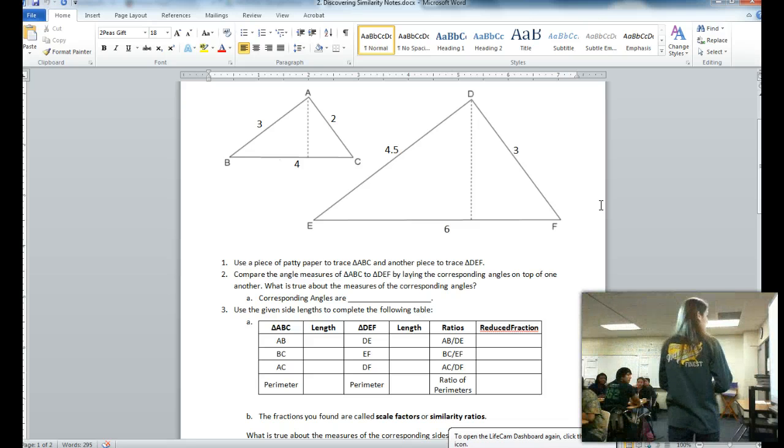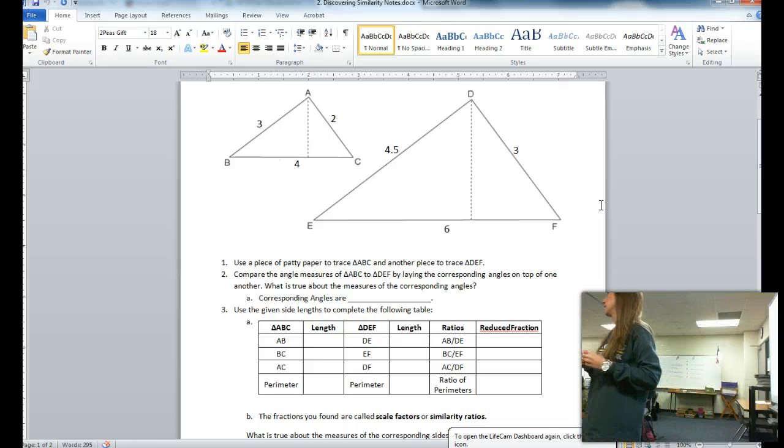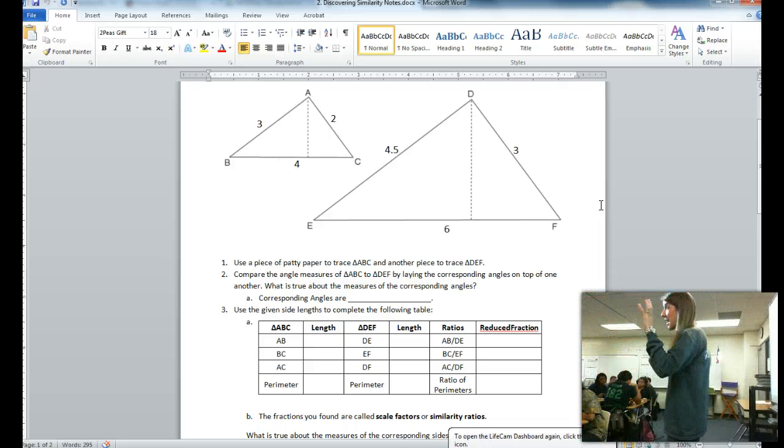So when you use a piece of patty paper and you trace the triangle and then you drag it over and you put the angles on top of the angles from the other triangle, what did you notice? They were equal. Did they overlap perfectly? Yeah. Were they the same exact angle? So even though we had stretched out our triangle and our triangle was much bigger, did the angles stay intact?